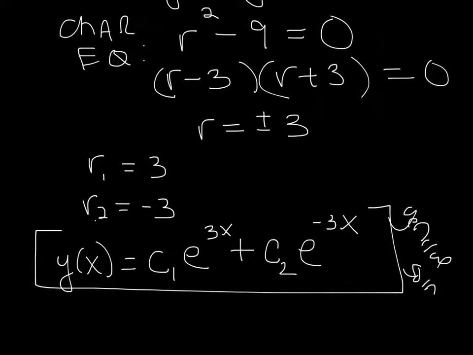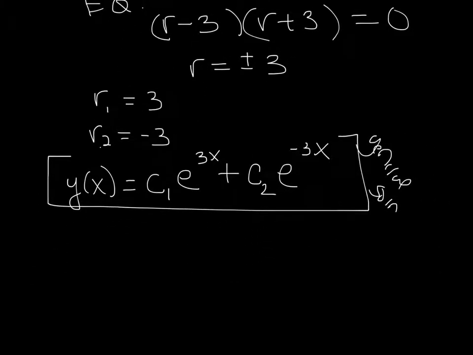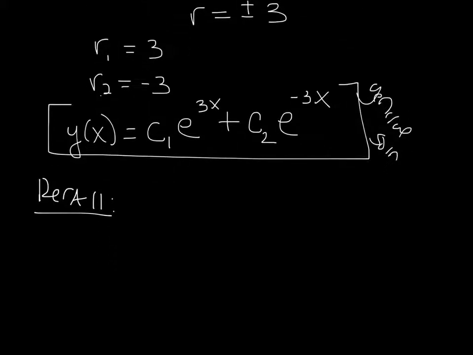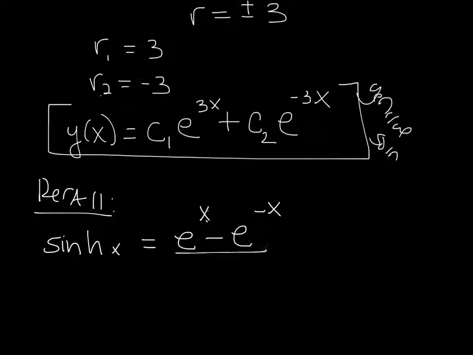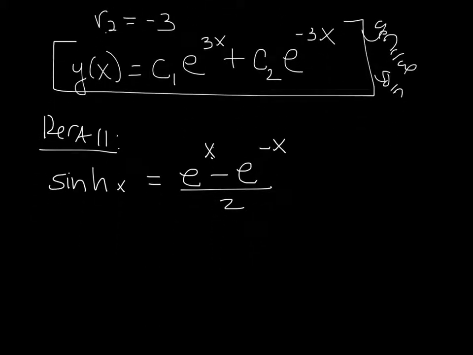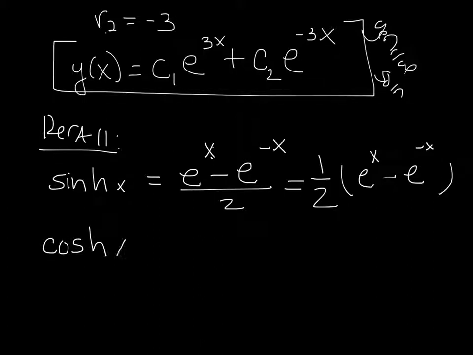But I do want to point out something that we're going to be using quite a bit, depending on the problem. I want you to recall from your trigonometric days, you learned about hyperbolic functions, or hopefully you've seen them. The hyperbolic sine, or sinh of x, is equal to half of e to the x minus e to the negative x. And then we have our hyperbolic cosine, which is cosh of x.